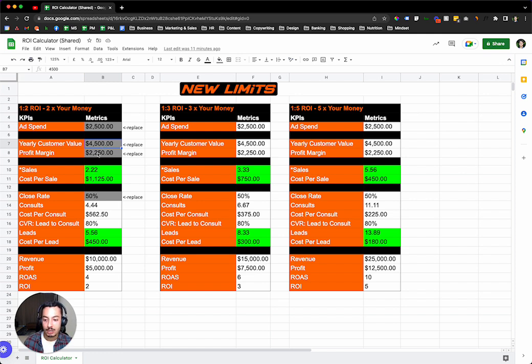And then you want to put in your profit margin. So let's say it's 50%. That's obviously after paying your employees or paying for cost of goods sold or equipment required to deliver on that service. Therefore, you'd put in your profit margin of 2,250.